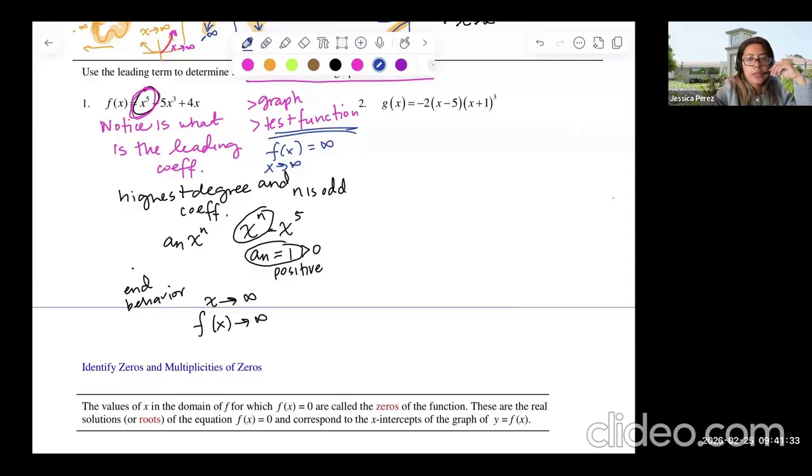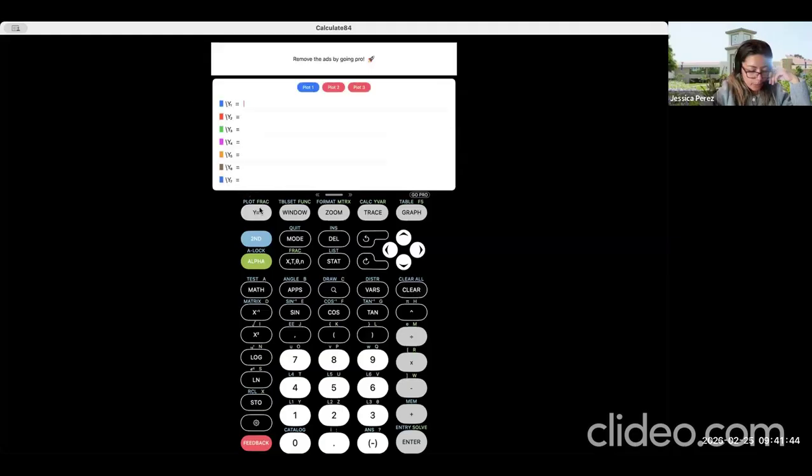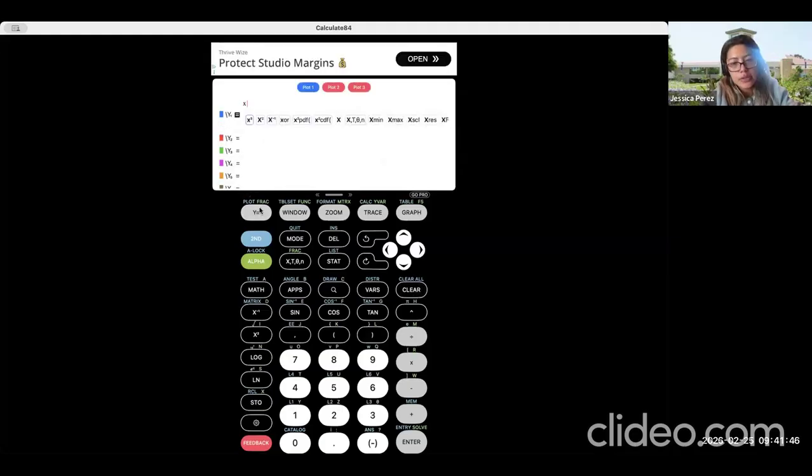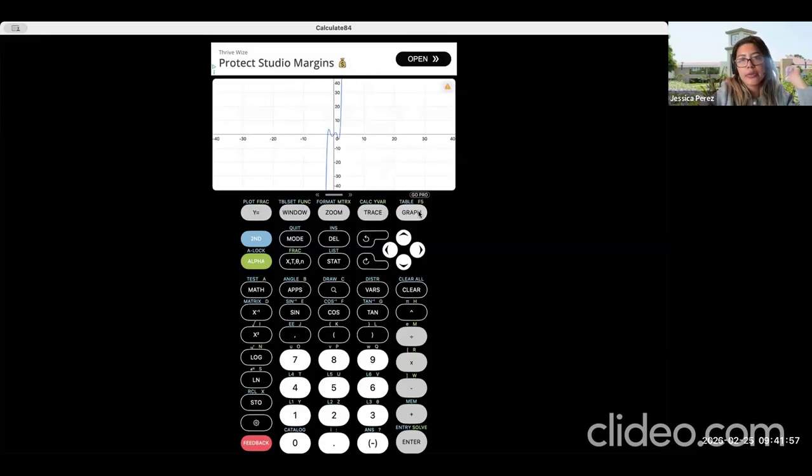So let's go ahead and actually graph this polynomial. Let me use my TI-84. That way I can share my screen and you are able to see the graph of that function. So I have y equals x to the fifth power minus 5x cubed plus 4x. That's the function that I have, and then I'm going to select graph.